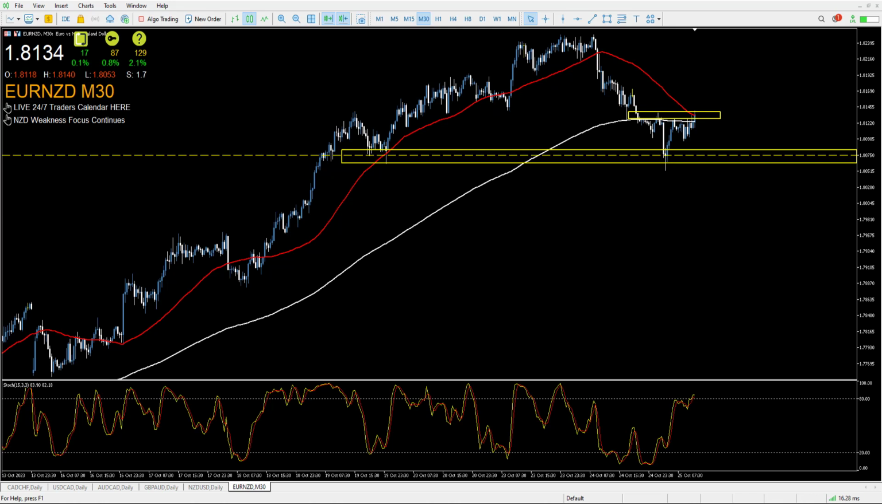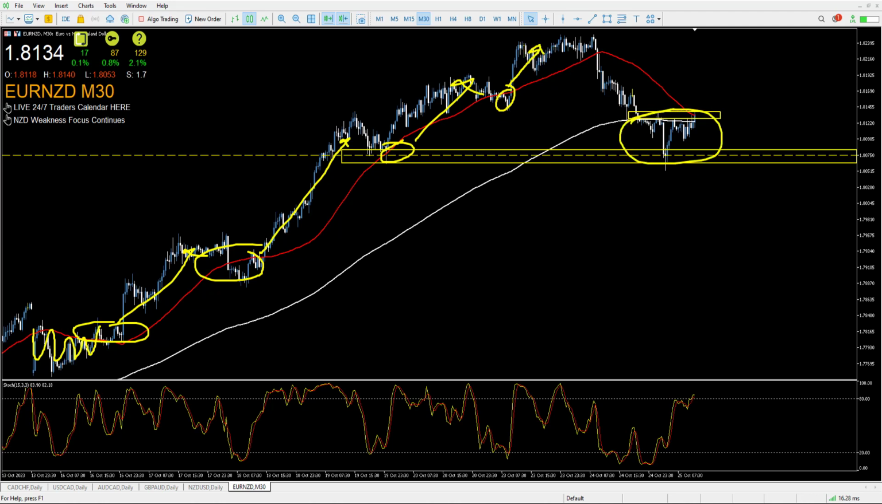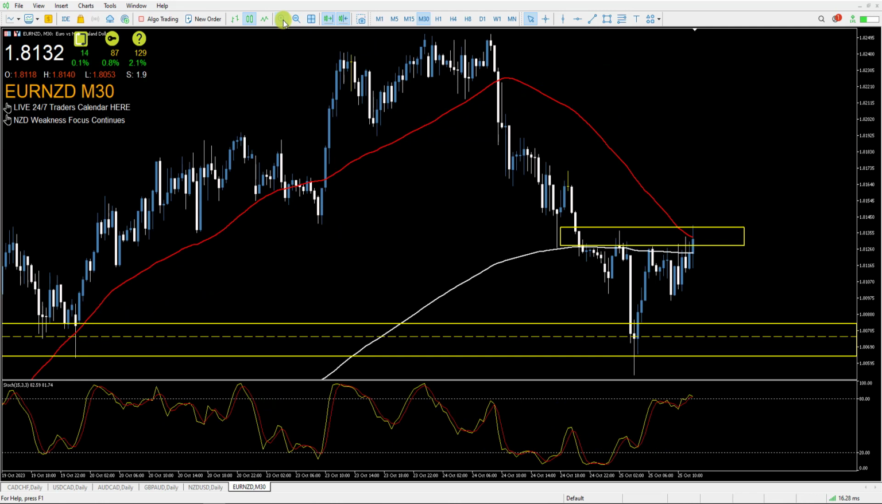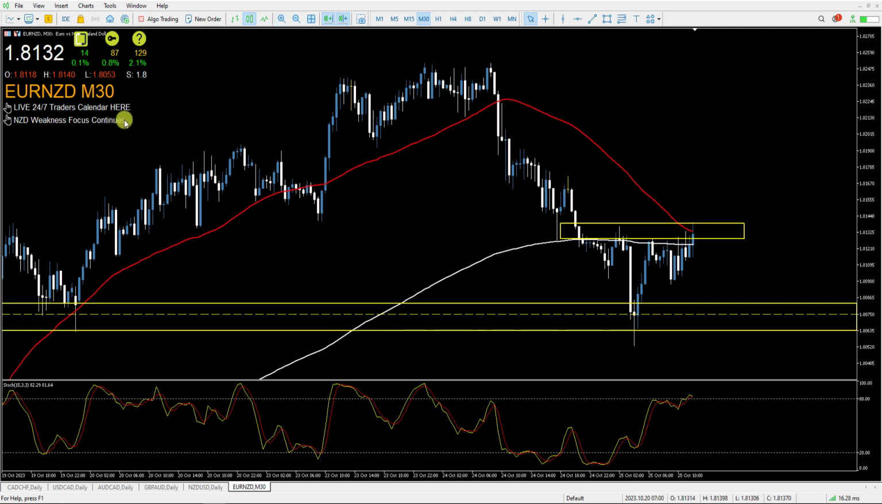If I just grab a pen tool here, I can show you what happens when we do get that breach back above the 50. Sometimes we can stay below it, we breach back above it, price can rally, breach back above it, price rallies, breach back above it, price rallied. So I'm watching this area here now. The reason why I'm watching it, obviously, the dashboard is telling me that the euro is gaining momentum.